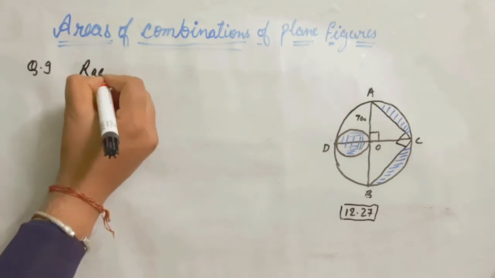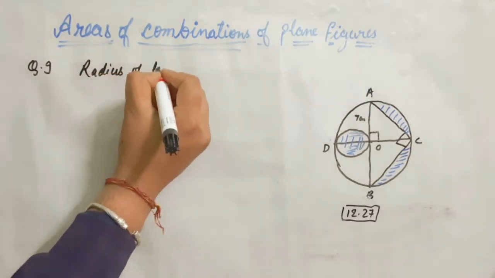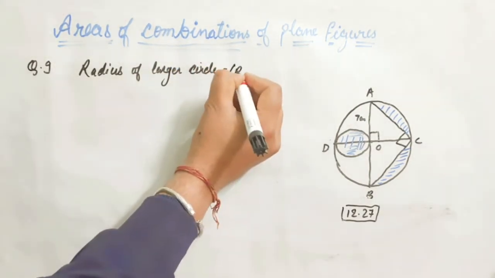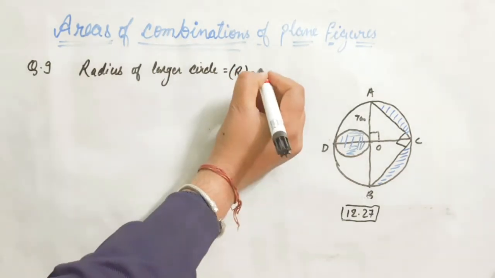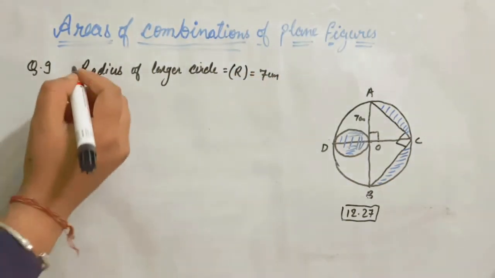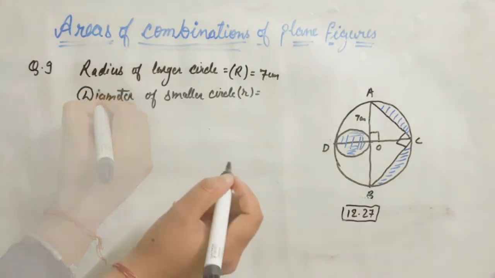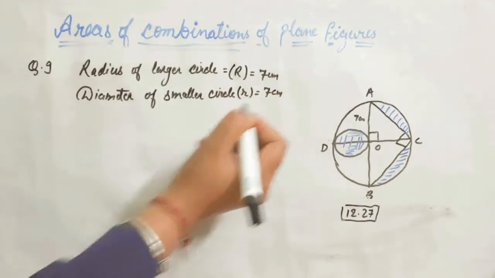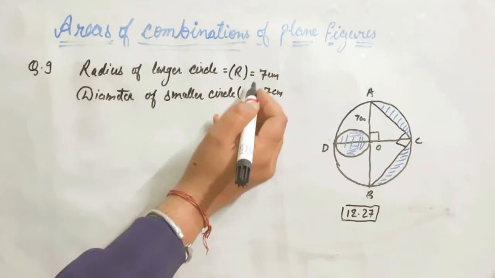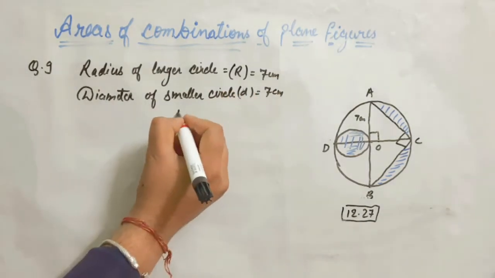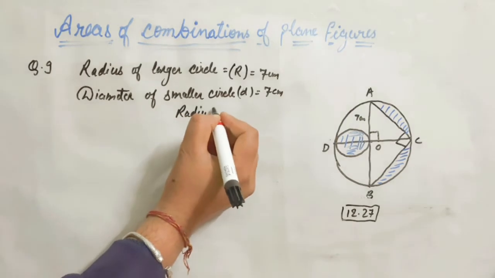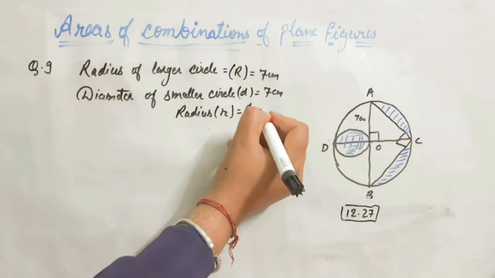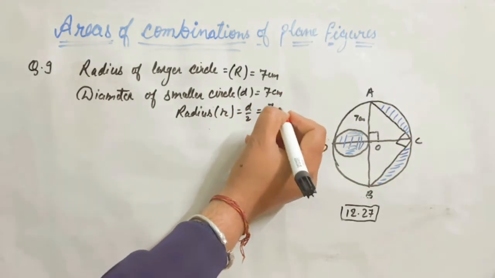So, radius of larger circle, let us take it by capital R, will be equals to 7 centimeter. Then, diameter of smaller circle equals to same the radius of larger circle, that is 7 centimeter. So, small d, and radius small r will be equals to diameter upon 2, which is equals to 7 upon 2.